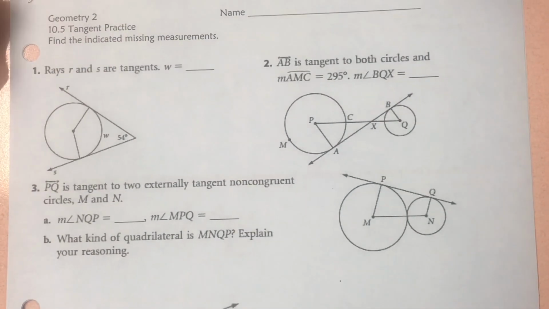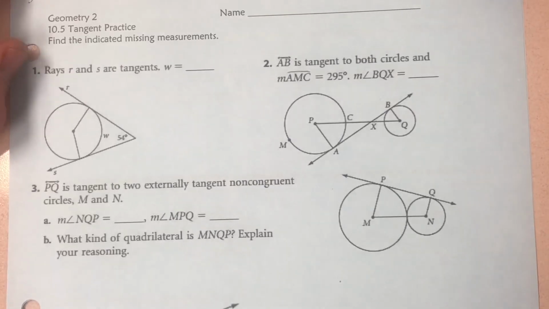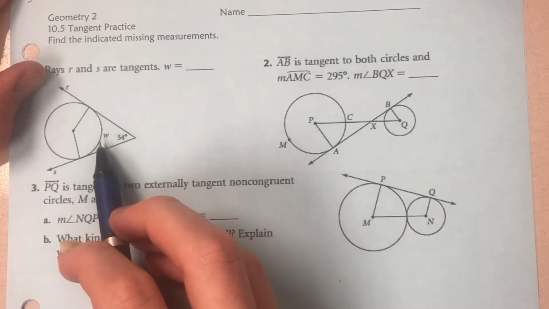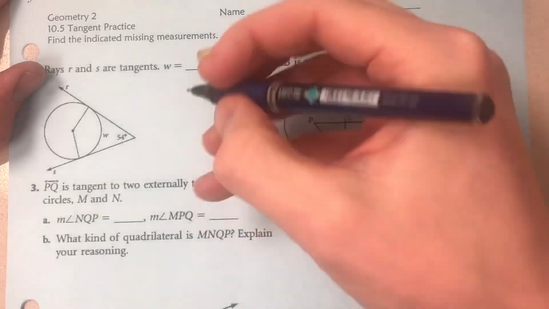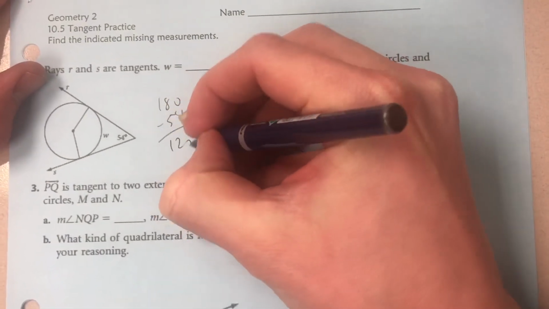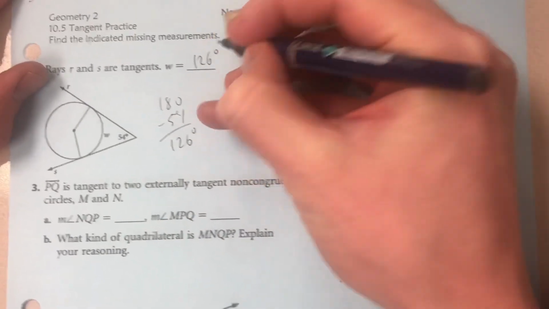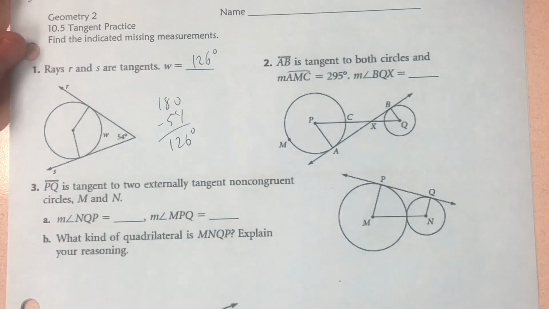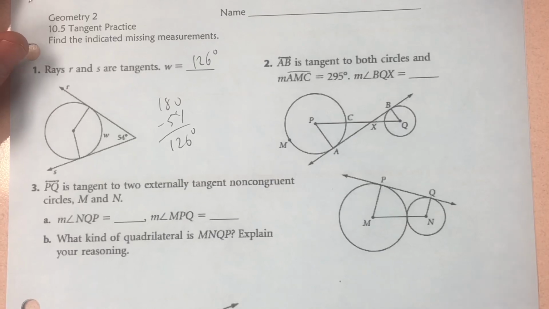So knowing what we did on number 4, on number 1, this 54 and W just add up to 180. So then W will be 180 minus 54. So W equals 126 degrees. We just need to subtract those two from each other. That's why we're getting 126 degrees.